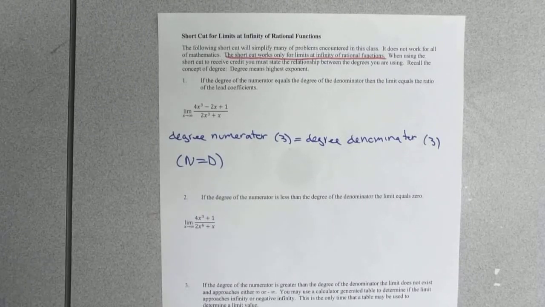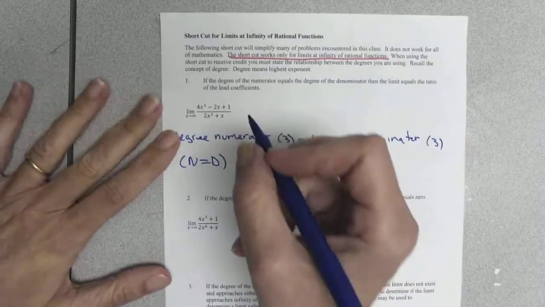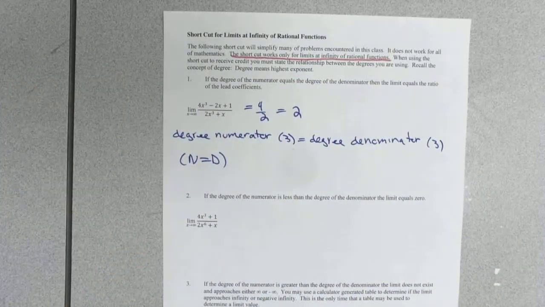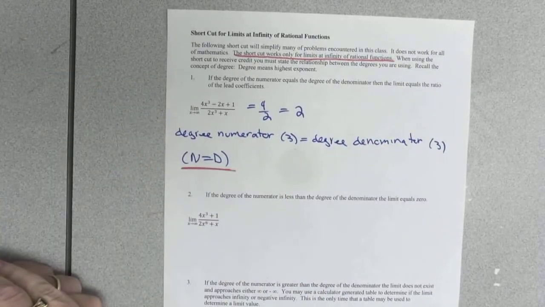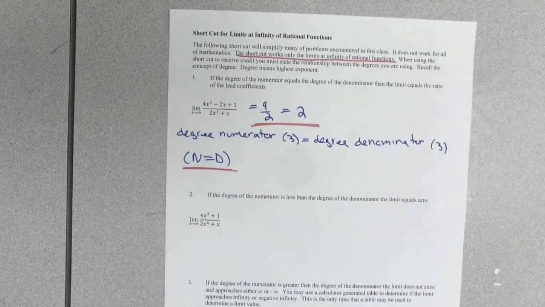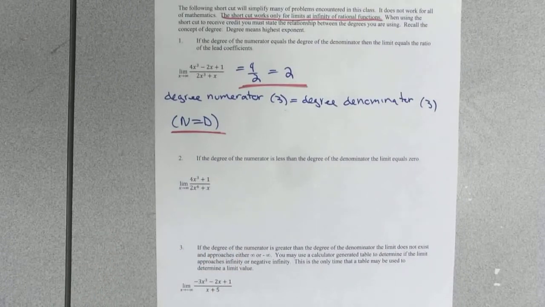And then it says up there, if the degree of the numerator equals the degree of the denominator, then the limit equals the ratio of the lead coefficients. Ratio just means fraction. So the fraction formed by the lead coefficients, so 4 over 2 or 2. What I would be looking for in an answer here is you tell me the relationship, and then you pick off those coefficients and simplify if possible. That's all there is to that one.